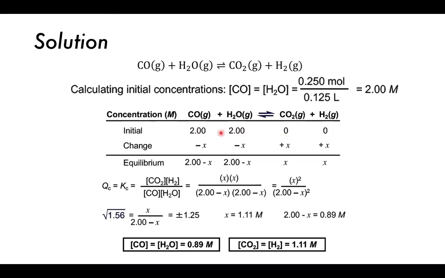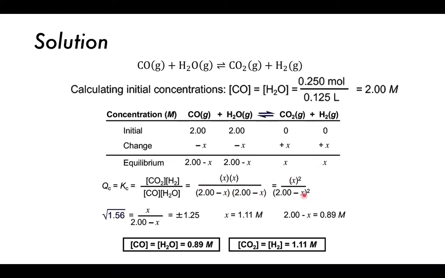Initial concentrations are 2 moles per liter for carbon monoxide and water, and 0 for carbon dioxide and hydrogen, because they have not yet been produced. Then the changes are going to be minus X for both of our reactants and plus X for both of our products, because they have 1, 1, 1, 1 stoichiometric coefficients. Our equilibrium concentrations are then given as so. And so Qc is equal to Kc, which is the products over the reactants, equal to X for each of the products, and 2 minus X for each of the reactants.